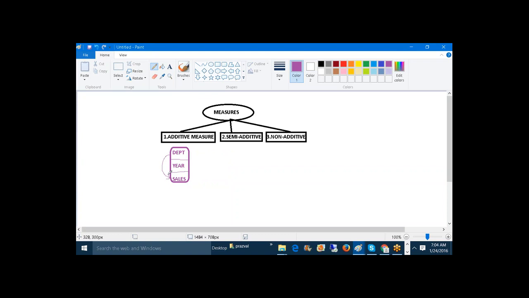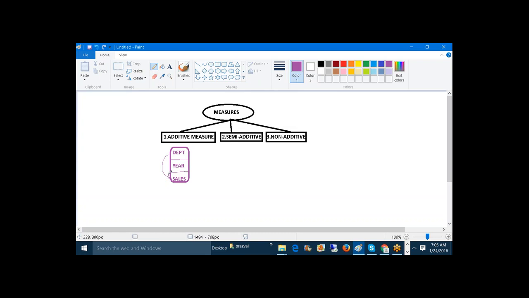And if you apply average, it is going to give us average sales. If you analyze department-wise average sales, yes, it is also meaningful. Similarly, if you apply min or max, it gives the department-wise minimum sale and maximum sale. After applying the aggregation, we compare with the list of dimensions available here, and sales is giving us meaningful output. So if the measure supports all the aggregations and gives meaningful outputs, such a measure is known as an additive measure.